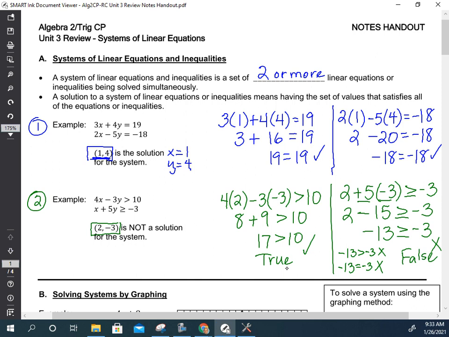2 of your IXLs are checking that a solution works. So again, that homework assignment will go up later.